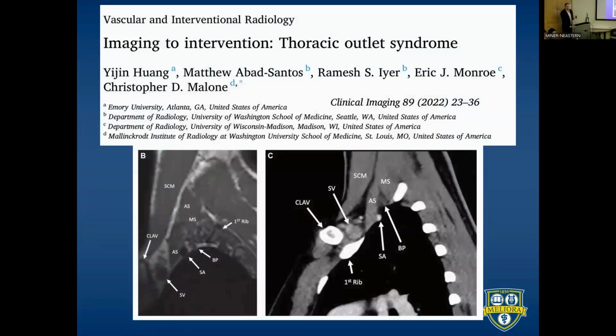Quick question about that. Do the patients present with other congenital anatomic abnormalities? Not the ones that I've had. I don't think that there's any syndromes that predispose you to a rib like that, as far as I know.